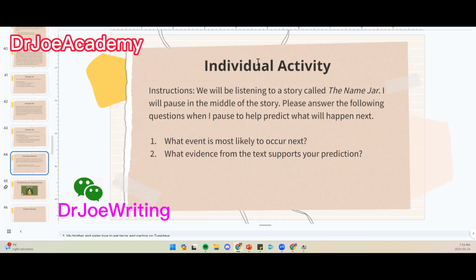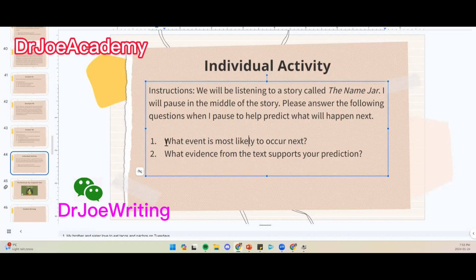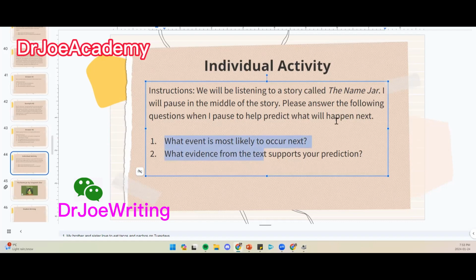Yeah, so The Name Jar. I will pause the video in the middle of the story so that you will be given a chance to predict what will happen next. I would like you to write a paragraph answering the following questions: what event is most likely to occur, which we just did, and what evidence from the text supports your prediction.